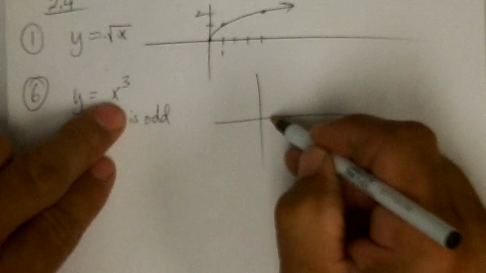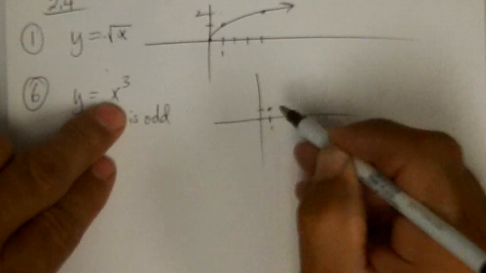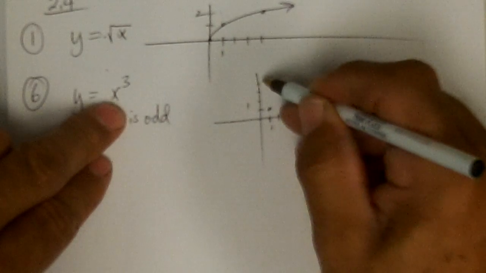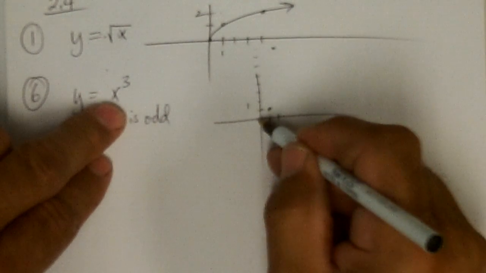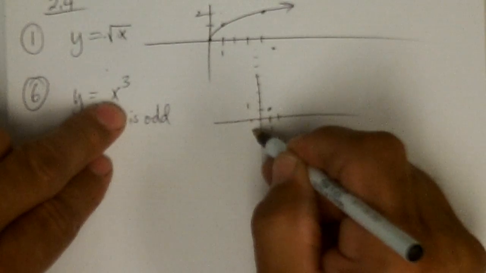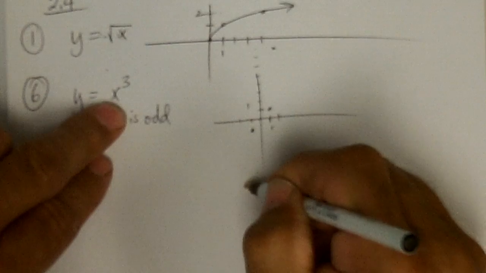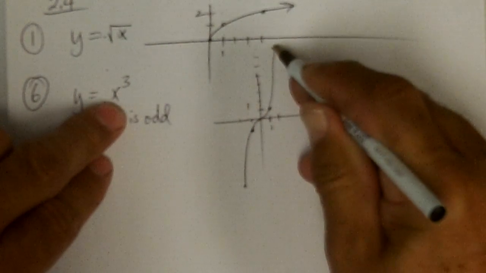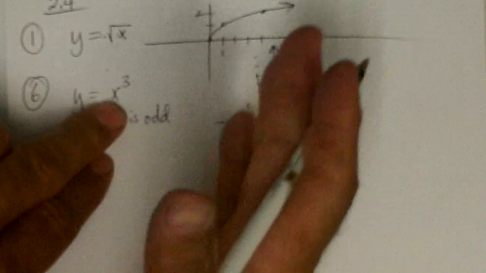Now to graph x cubed, we put 1 in, 1 cubed is 1. If you put 2 in, 2 cubed is 8. 6, 7, 8 up here. And if you put in minus 1, you get minus 1. If you put in minus 2, you get the opposite of that, minus 8. And you get this function. It goes up like this and like this.